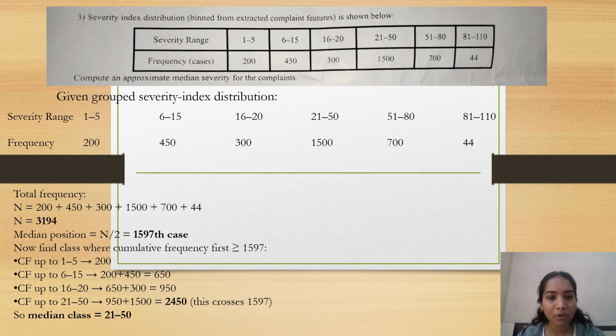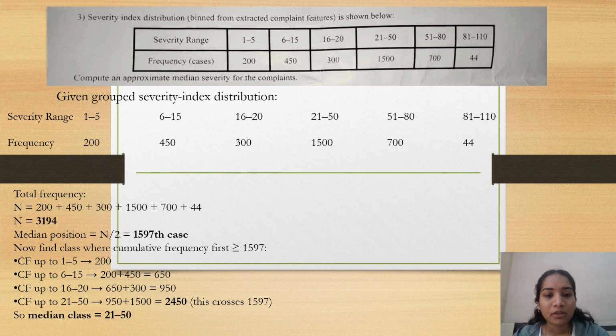So first we add up all frequencies. The total count comes out to 2997 complaints. So the median position will be 2997 by 2, which is 1498.5.